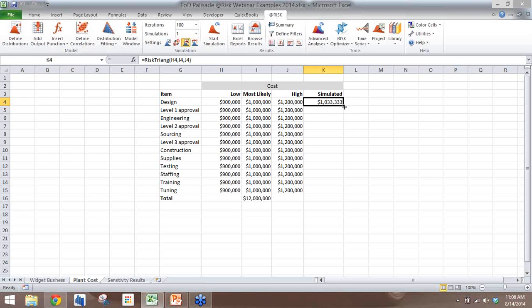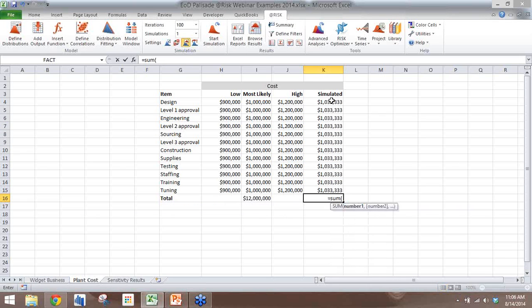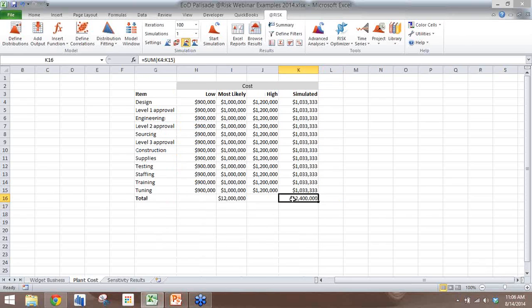I'm going to do that same thing for all these other components. And in reality, that simulated value really should be more in the order of $12.4 million. What I can also do is specify that as an additional output.